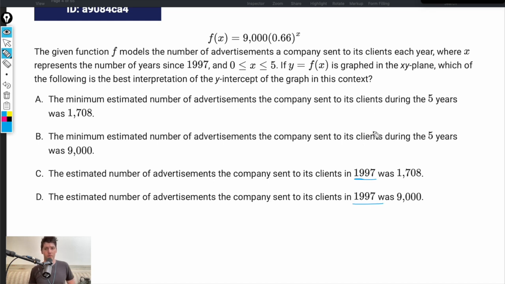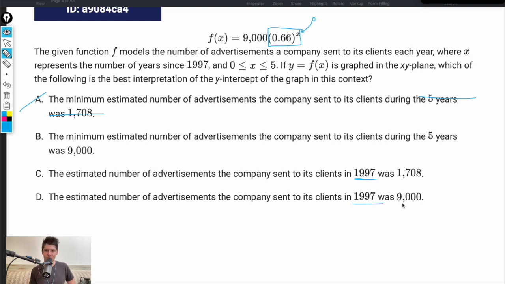Recall also that anything to the power of 0, we're talking about x equaling 0 here, is equal to 1, right? So the idea is that we are not talking about 1997. Well, if we're not talking about 1997, we're certainly talking about the value that year. When x is 0, the value of the function is 9,000. So this answer choice, which doesn't mention 9,000 or 1997, doesn't make a lot of sense.